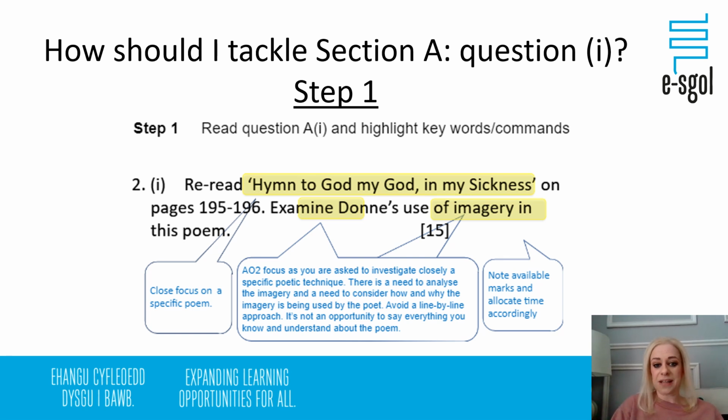So we would highlight that. And then the crux of the question itself is: examine Donne's use of imagery in this poem. So that is what we are looking for, Donne's use of imagery. It is not asking you to read through the poem and go through it line by line, giving a detailed analysis of the whole poem. It is asking you to select the relevant sections, i.e. Donne's use of imagery. So that is step 1.